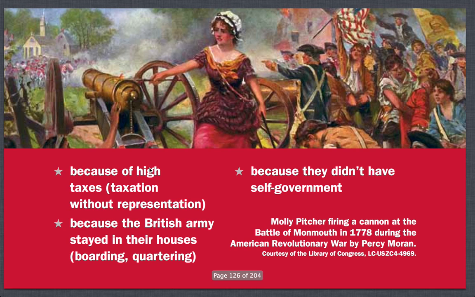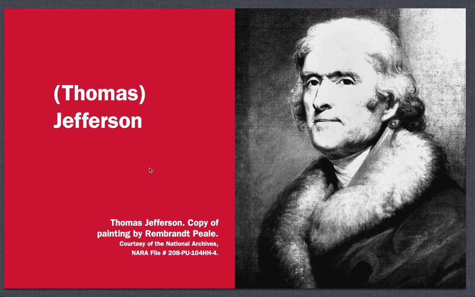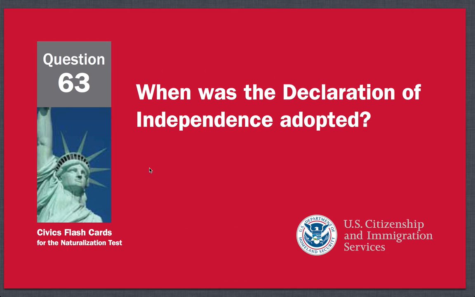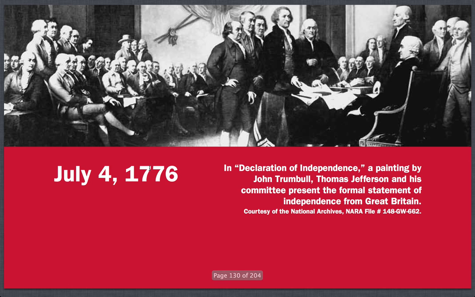Why did the colonists fight the British? Because of high taxes and the famous tea situation, because the British army stayed in their houses, and because they didn't have self-government. Who wrote the Declaration of Independence? Thomas Jefferson. When was the Declaration of Independence adopted? It was July 4th, 1776.